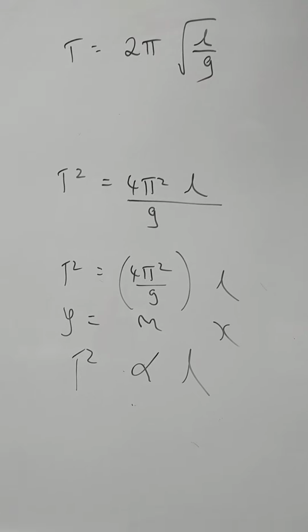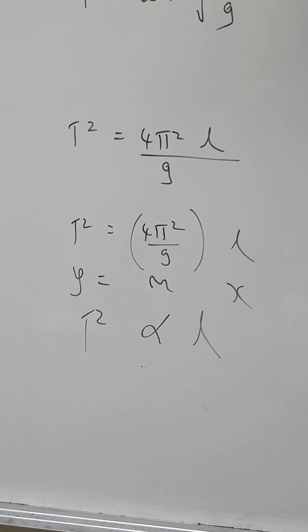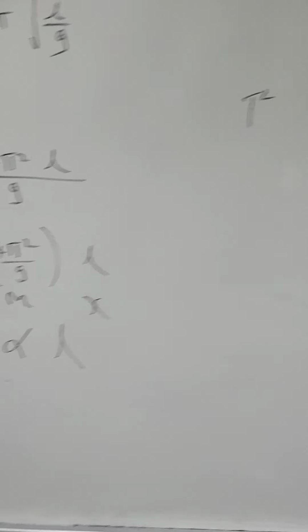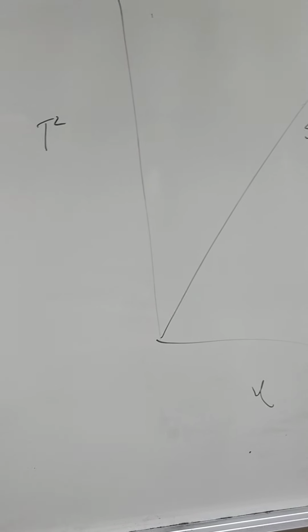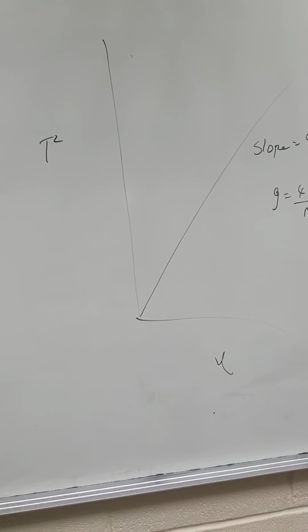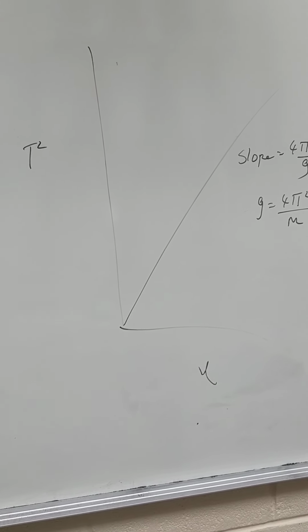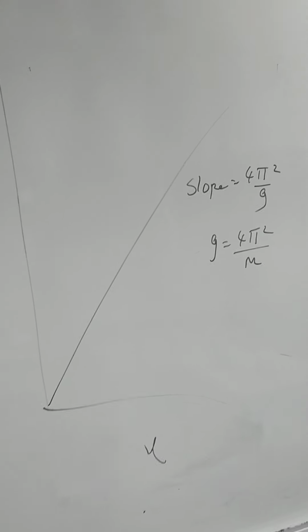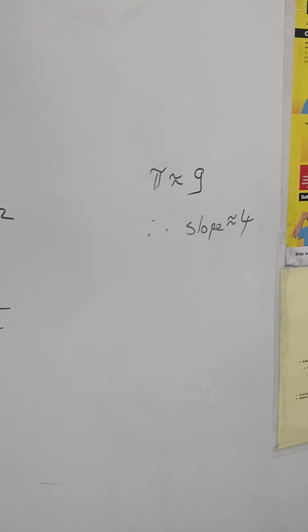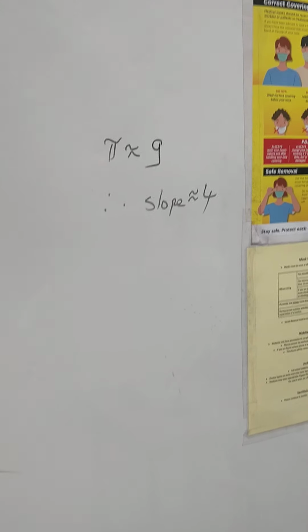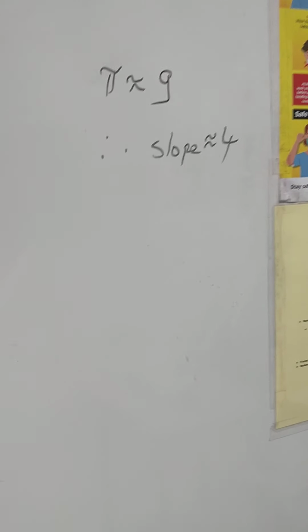Square both sides, rearrange, and we get y equals mx, T squared on the y-axis, L on the x-axis, and we get a slope of 4 pi squared over g, so g is 4 pi squared over the slope. It's rather interesting that pi squared is very close to g, as it turns out, if you look at them. Okay, so the slope is approximately 4.